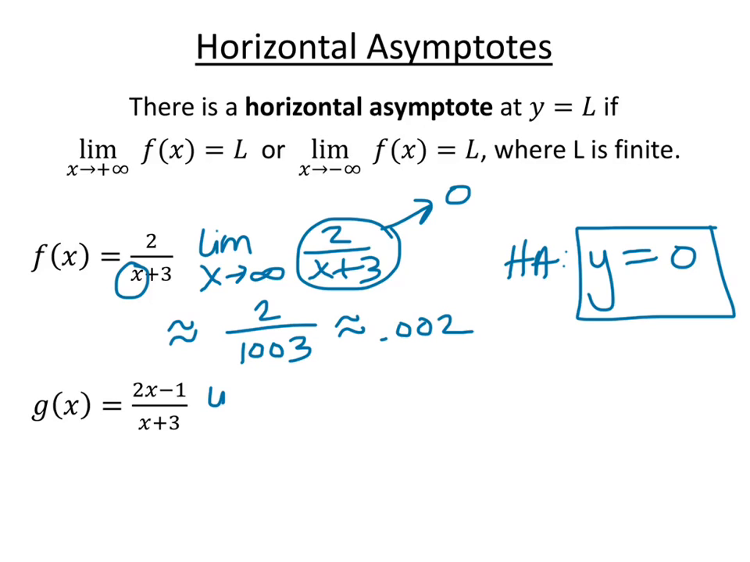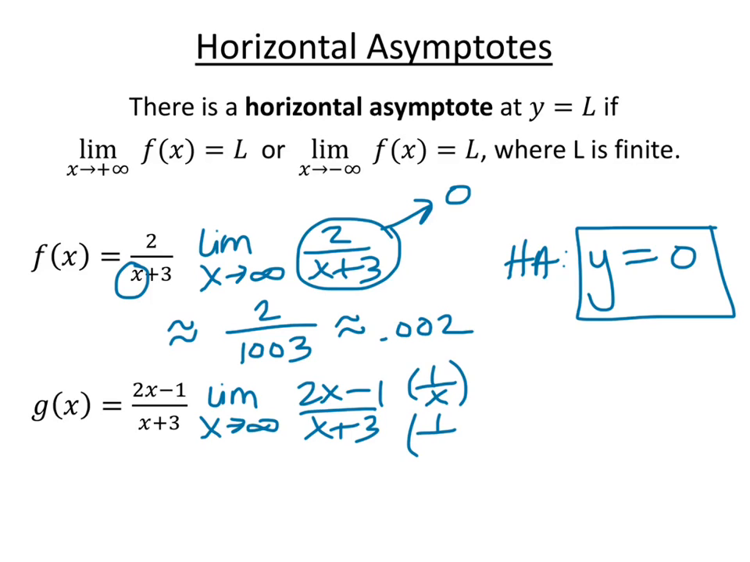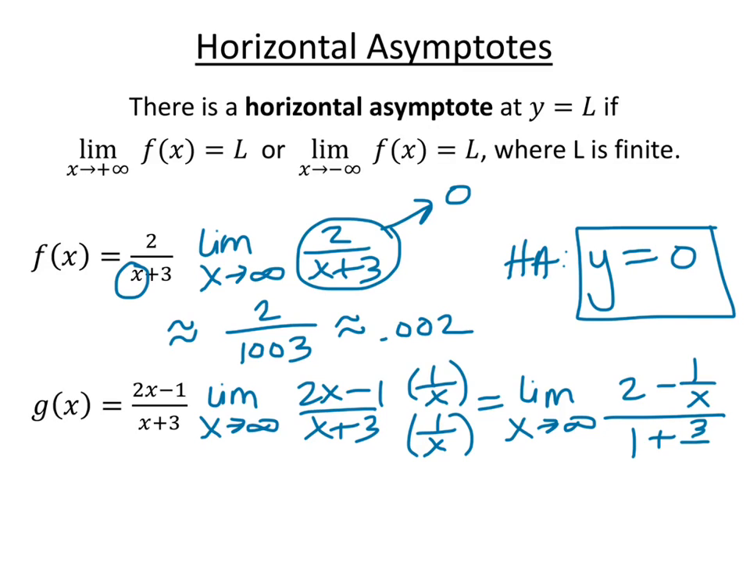Let's look at g of x and take the limit as x approaches infinity of 2x minus 1 over x plus 3 to check its horizontal asymptotes. This one has a numerator going to infinity and a denominator going to infinity. We don't quite know what that means yet, so you want to rewrite this algebraically by multiplying numerator and denominator by 1 over x. This will reevaluate the limit as x approaches infinity as 2 minus 1 over x all over 1 plus 3 over x.